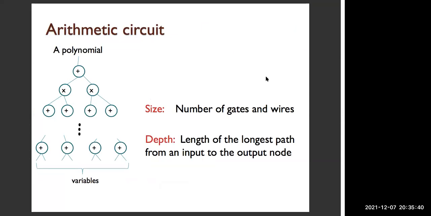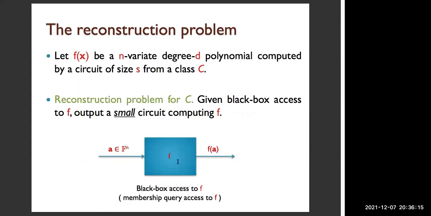You've seen this picture or a similar picture several times, I guess, in this series of talks. An arithmetic circuit computes polynomials in a very natural way. There are addition and multiplication gates, the inputs are variables, and the output is a polynomial. The size of such a circuit is the number of gates and wires in it, and the depth of the circuit is the length of the longest path from an input to an output node.